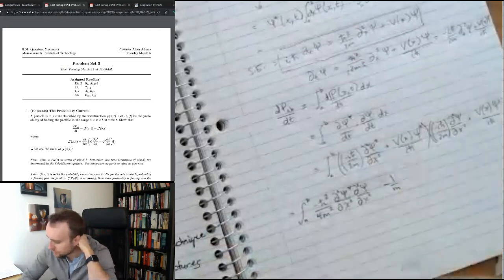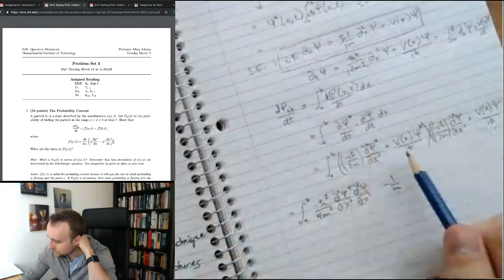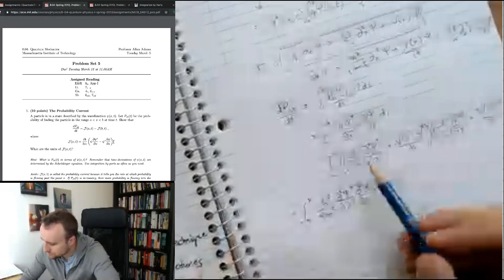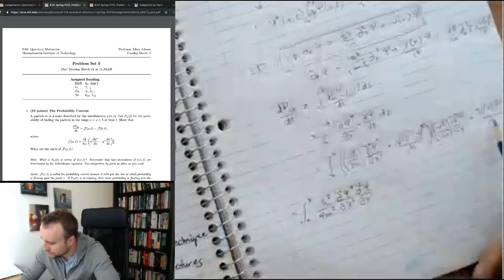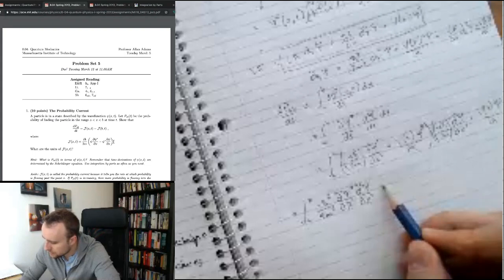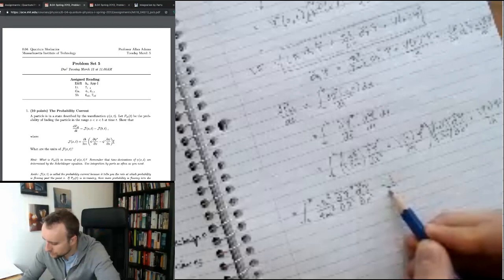Actually, no, we can't do it this way because these are not the same. We've got one that's a complex conjugate each. All right, so let's do it just one at a time then. So this one multiplied by this is going to be minus 1 over 2m.